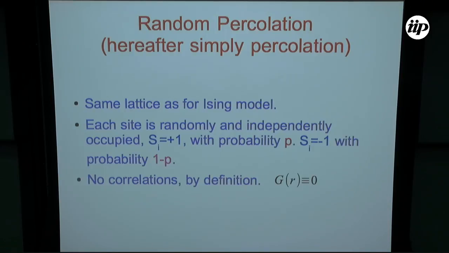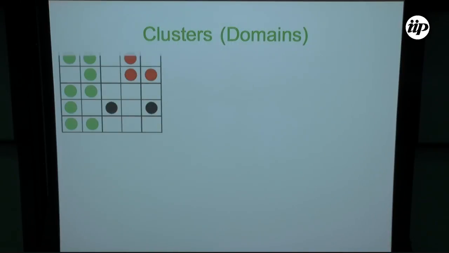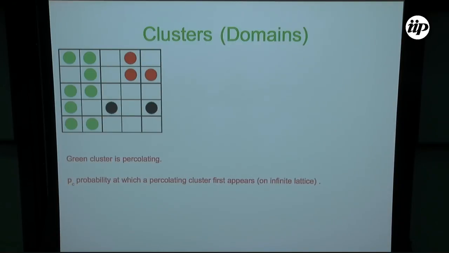And then we occupy independently with a ball, which means that, in the spin language, we put a spin up with probability p, or a spin down, which means that it is empty, with probability 1 minus p. In this problem, of course, the correlations are 0 by definition. Okay, when you put these particles, you form domains, as we know, and some domain may happen to percolate, which means to go from one side to the other one, like the green one here. And we know that in a large system, this occurs at the critical probability, pc, which on the square lattice is 0.59.